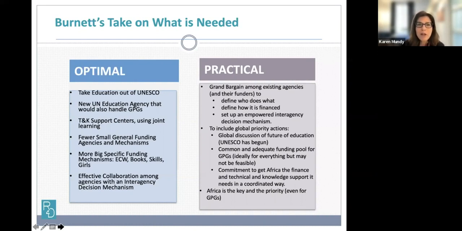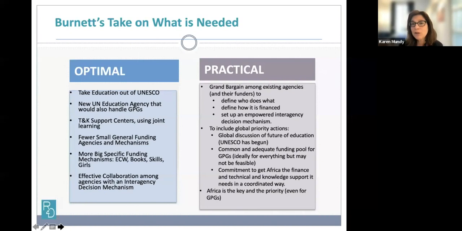Create knowledge and training centers, and much fewer mechanisms. So consolidate, for example, we shouldn't have the Education Outcomes Fund in GPE and Education Cannot Wait. Merge them all together to make a bigger block of funding, make funding focused on key issues like books or skills or girls, and create an effective interagency decision mechanism. And then, of course, he thought those things were impossible to achieve.